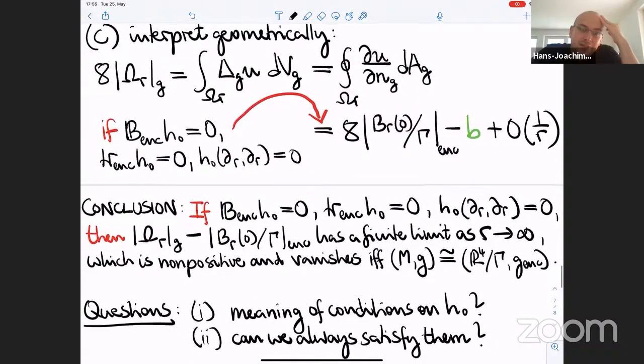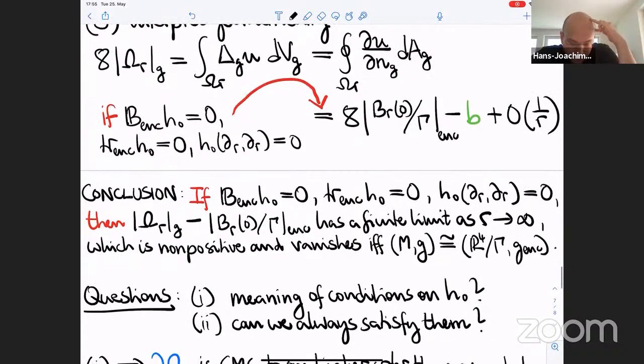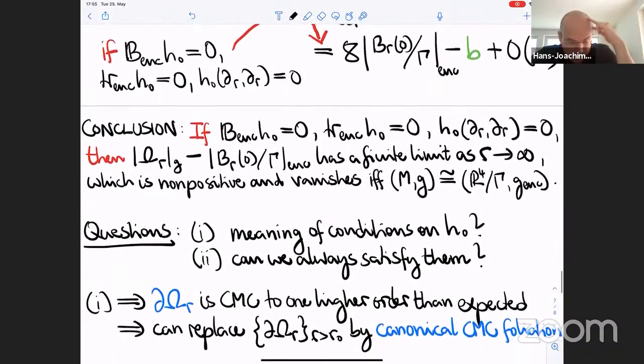Questions. So what's the deal with the three conditions on H0 that I wrote down? First of all, what do they mean geometrically? And second, can we always satisfy them? Because otherwise that would not be a very interesting theorem. So the meaning of the three conditions is easily explained.